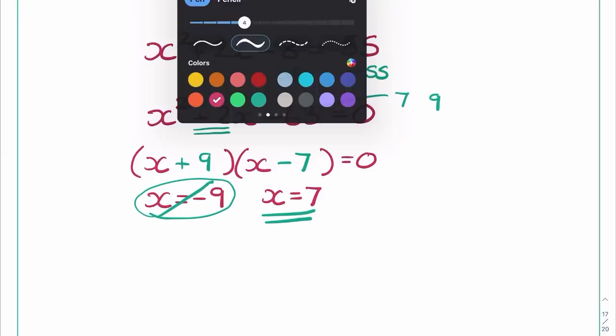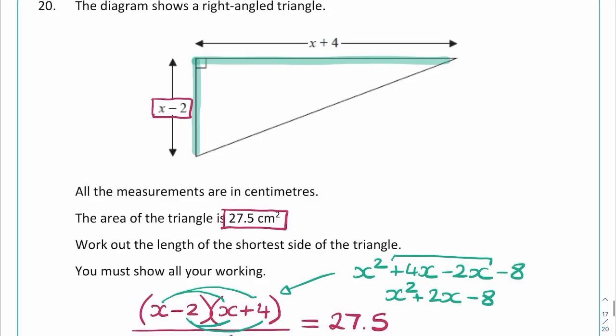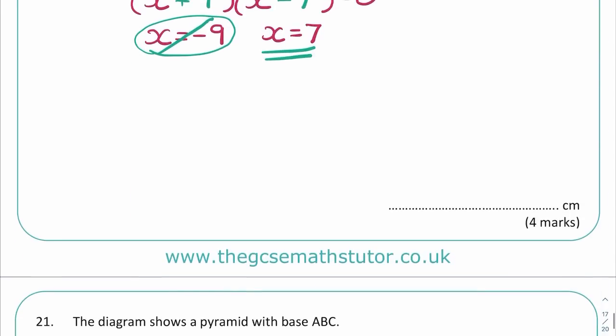We don't need to write a description as to why it's plus 7, we just need to know that it's only 7 that we're going to use. So if we sub that into this length here, 7 take away 2 would be equal to 5, which is the shortest length. And obviously just to show that to yourself, you could put 7 in here, but 7 plus 4 is equal to 11. So it's going to be 5, that's the shortest length. And we've shown all our working, so we'll say 5 centimetres.